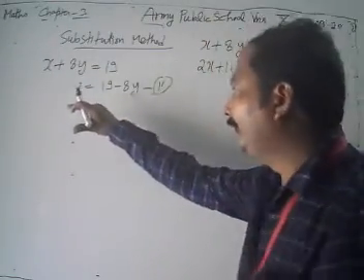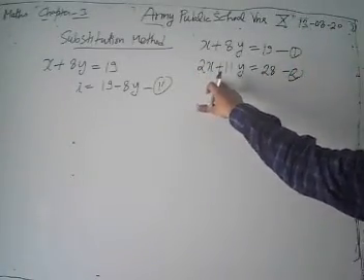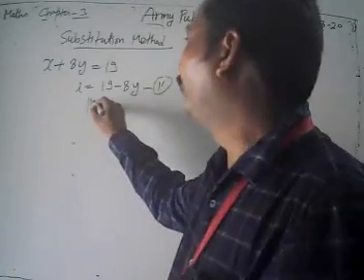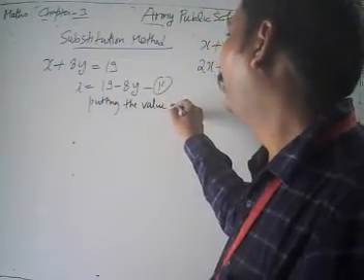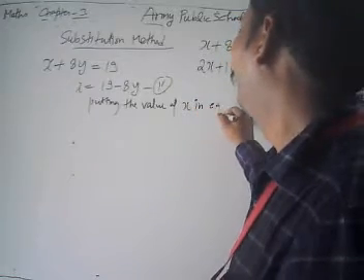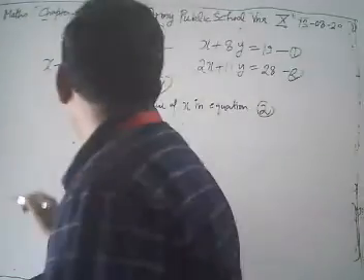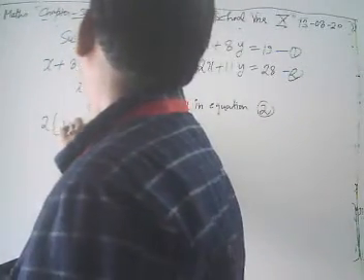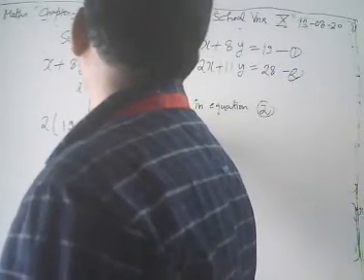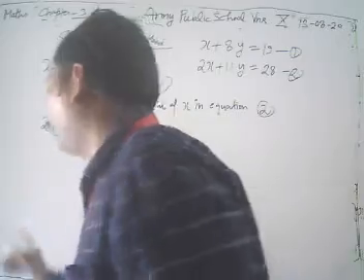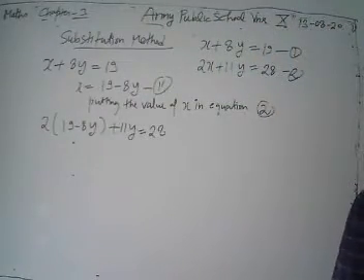In the second step, we are going to put this variable's value in the second equation. At the place of x, we are going to put 19 minus 8y. Putting the value of x in equation 2, we have 2 into (19 minus 8y) plus 11y equal to 28. In the second step, we have to solve this.